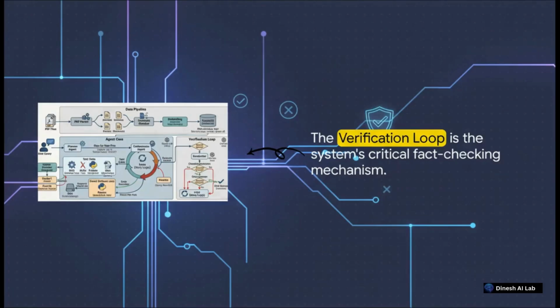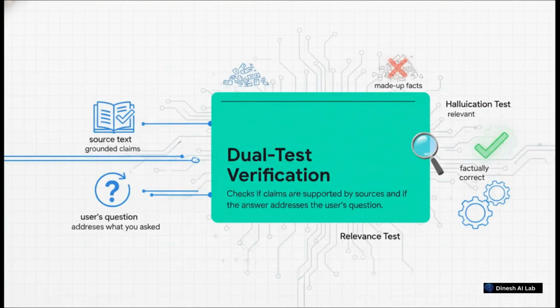And this brings us to what might be the most important component of all, the verification loop. This is the system's built-in guarantee that every answer it gives you isn't just plausible, but provably accurate. And what's so critical here is that it runs a dual test. First, there's a hallucination test. It checks every single claim to make sure it's grounded in the source text. No made-up fact allowed. But that's not enough. Then it runs a relevance test, which asks, okay, this fact is true, but does it actually answer the user's question? Because an answer can be totally true, but completely useless. And this loop is designed to catch exactly that.